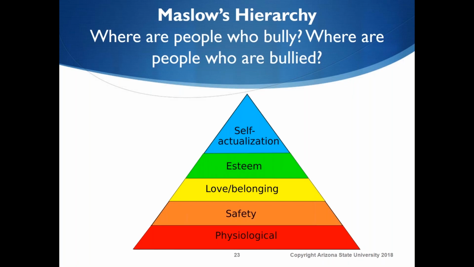And why I present this, if we think about people who bully, they're trying to meet a need to be in control, to be in charge. So they're at the level of the love and belonging needs and esteem needs. So as we think about intervention, if we can address those types of needs, that may help reduce bullying behaviors.